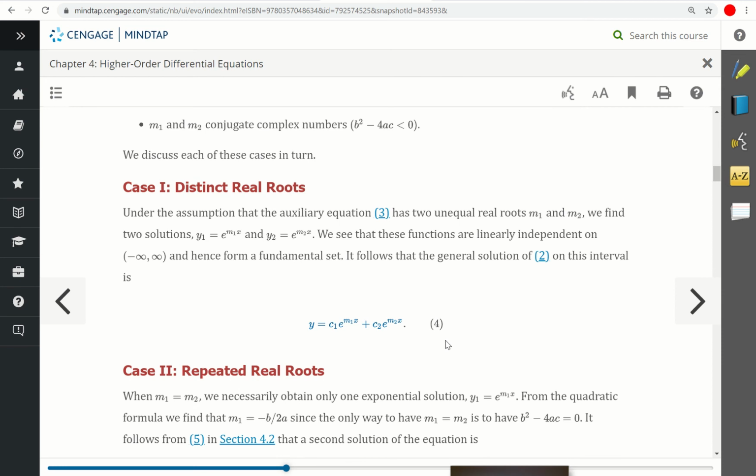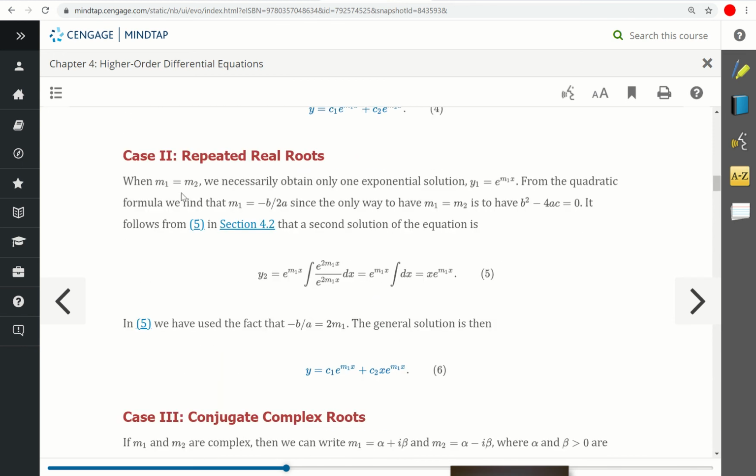So in case 1, when we get 2 distinct real roots, then we have 2 different values for m that will work. We get a value m1 and a value m2. So our 2 solutions in that case would be y1 equals e to the m1x and y2 equals e to the m2x. Now, if m1 and m2 are distinct, then we know from the Wronskian that these 2 functions will form a linearly independent set, and therefore the general solution would be simply y equals c1 e to the m1x plus c2 e to the m2x. Okay. So that's the first case, distinct real roots.